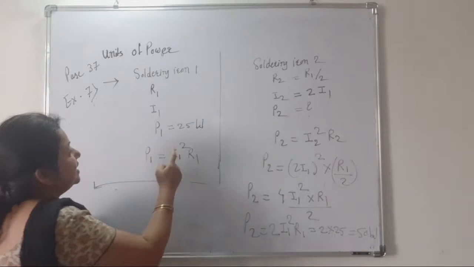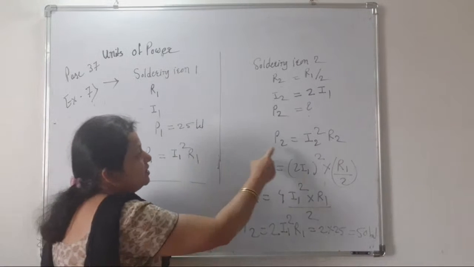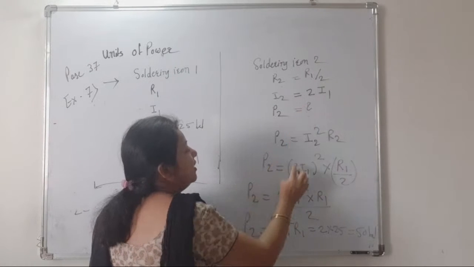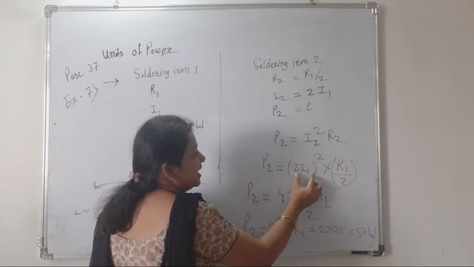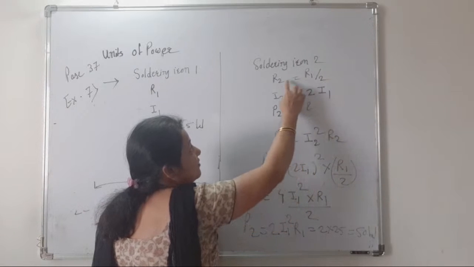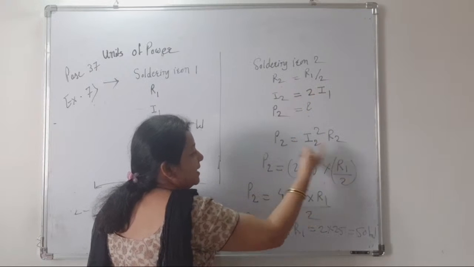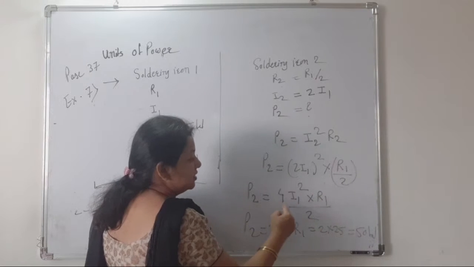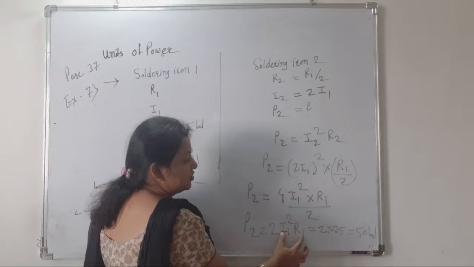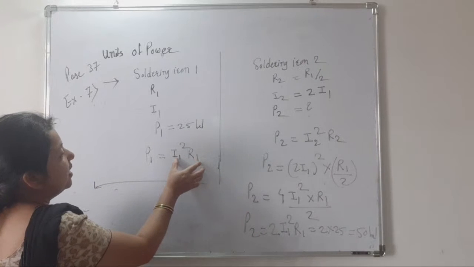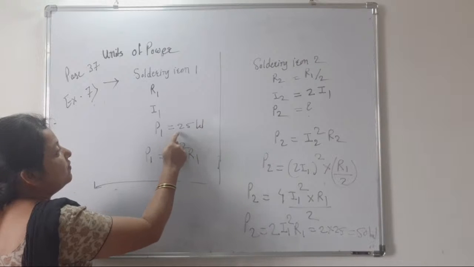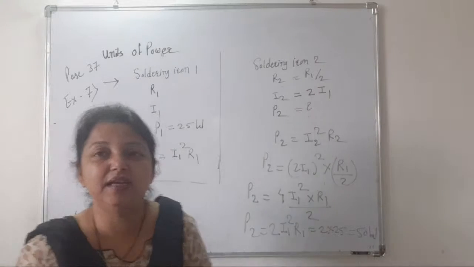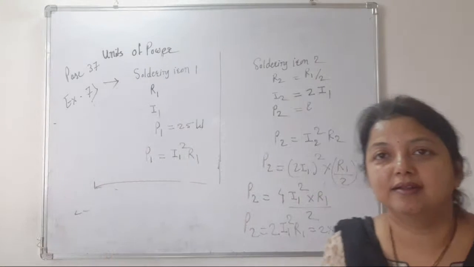So what is the formula for P? I1 square R1. What will P2 be? I2 square R2. I2 in terms of I1 is 2I1 square. In place of I2 what did we write? 2I1. In place of R2 what did we write? R1 upon 2. Now mathematically simplify 4I1 square into R1 upon 2. 2 into 4, here 2 remains. I1 square R1, and what is the value of I1 square R1? 25. So 2 multiplied by 25, the answer is 50 watt. Do you understand?